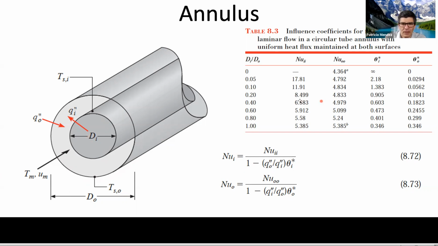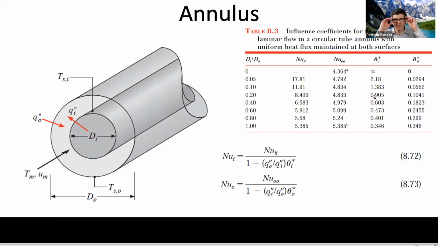So how do we calculate the Nusselt inside, right? We would get this Nusselt II, and divide by 1 minus this ratio of the heat fluxes, which we know because they're imposed, and this theta asterisk. Now, what these two things are, let's not worry too much, other than we know where to go. We go to this table, and it says, depending on the ratio of diameters, I have this Nusselt II that I would plug in here, and this theta asterisk 1, I would have it in this column.